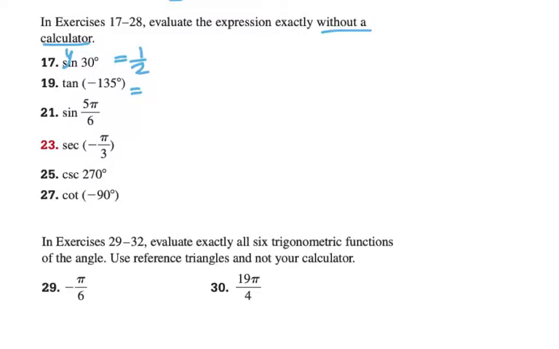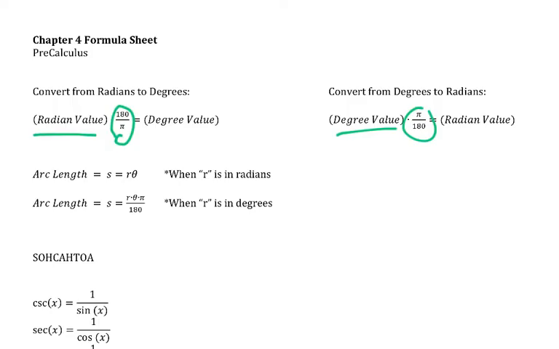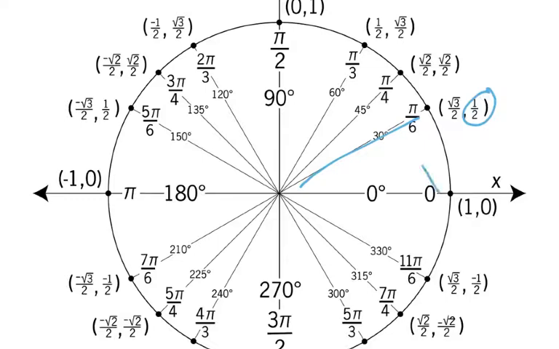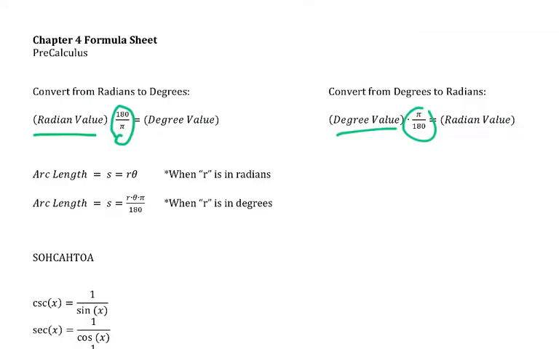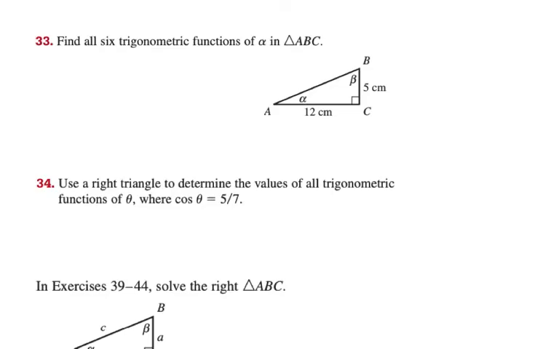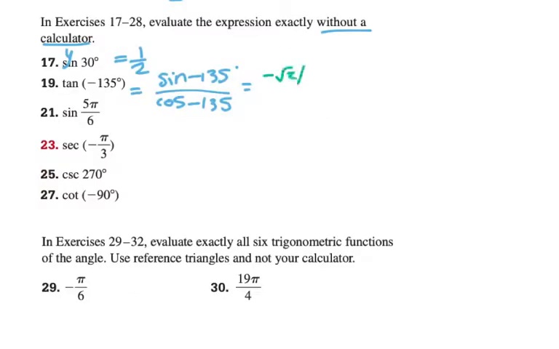Next one, we want tangent of negative 135. Remember, tangent is, of course, sine over cosine. So we need the y value over the x value of negative 135. Positive 135 gets us here, so negative 135 would get us here. We need the y over the x: negative square root of 2 over 2 over negative square root of 2 over 2. So just a positive one for that one.